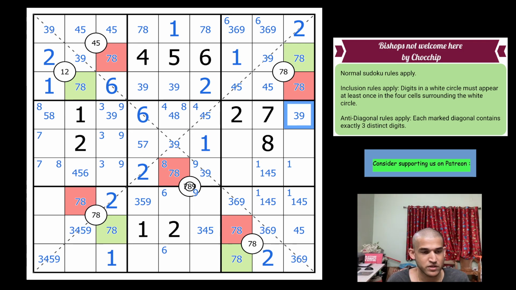Wow, very tricky. I'm looking at column 5 now. I have 1, 2, 5, 3 and 9. So 4, 6, 7, 8, right? So yeah, I have marked the 6 already here.